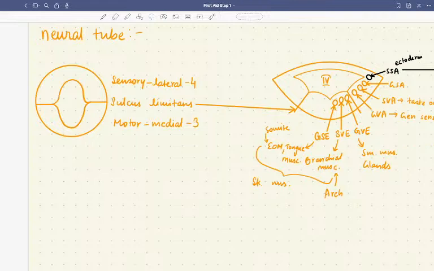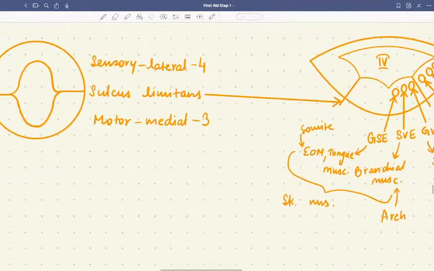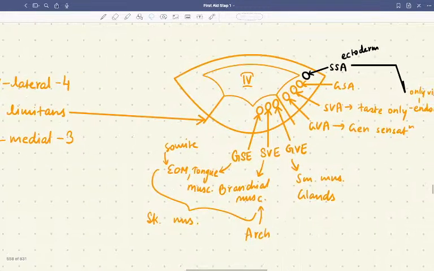When it opens up, it will go lateral. All these nuclei will go lateral, and these are 4 nuclei. Medially is motor, with 3 nuclei. So in the sensory part there are 4 nuclei, in the motor part there are 3 nuclei. You have the sulcus limitans in the middle, and this is going to be the sulcus limitans over here.